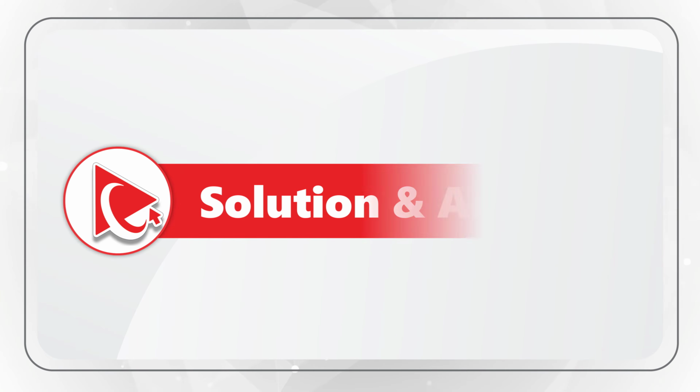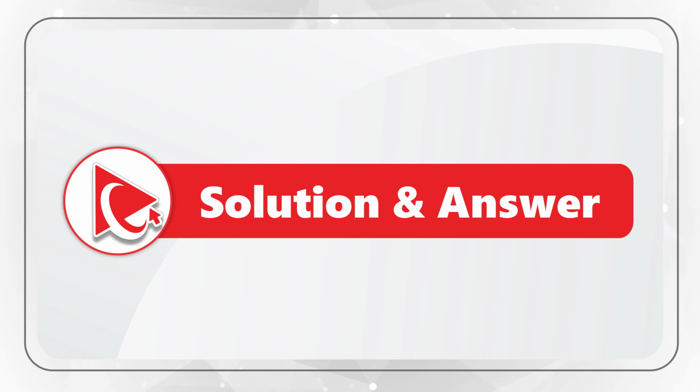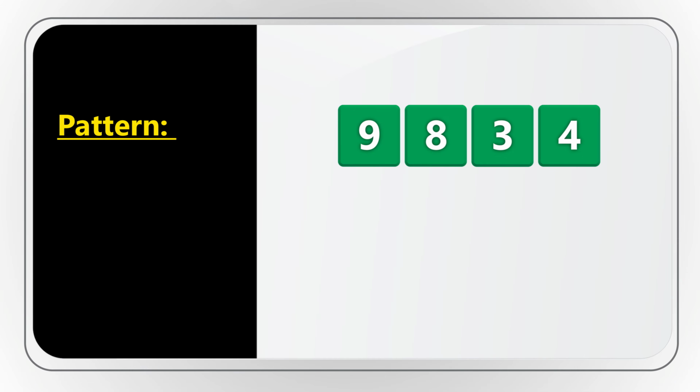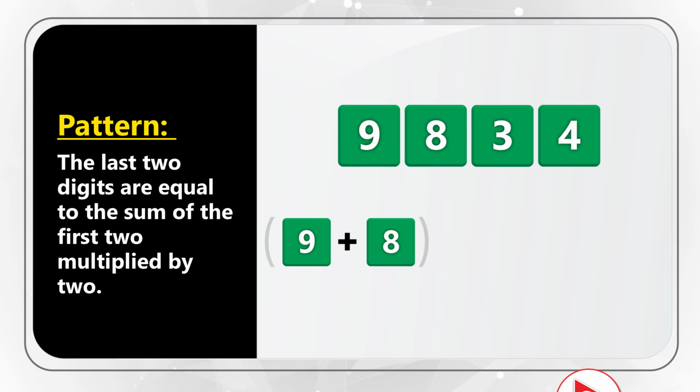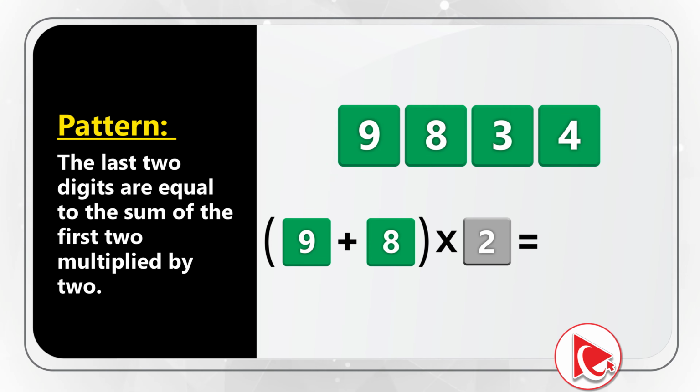You're probably tired of hearing this on this channel, but to solve these types of challenges, you need to detect the pattern. And the pattern here is that the last 2 digits are equal to the sum of the first 2 digits multiplied by 2. Let's look at the example. The first row contains the numbers 9, 8, 3, 4. And the expression here is that 9 plus 8 in parentheses multiplied by 2 equals 34.